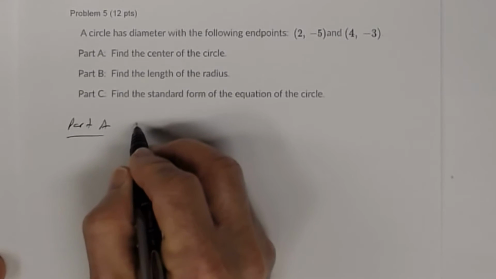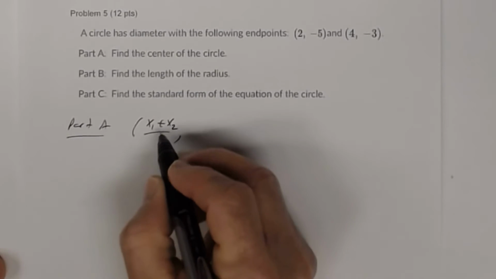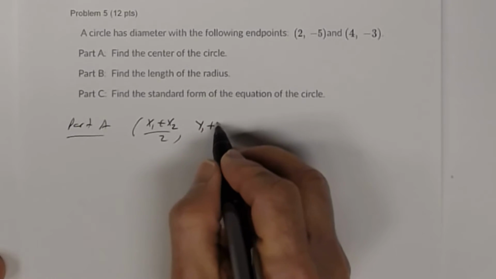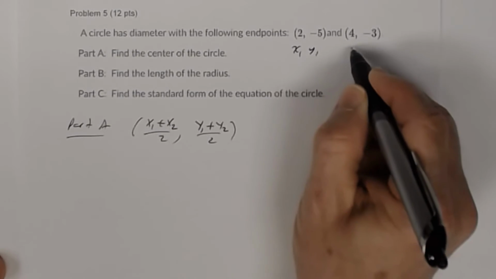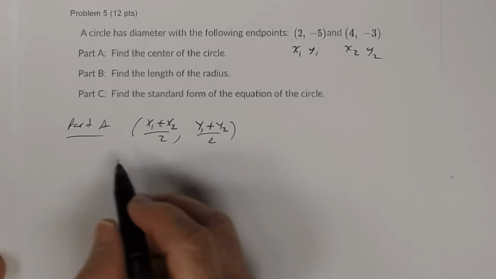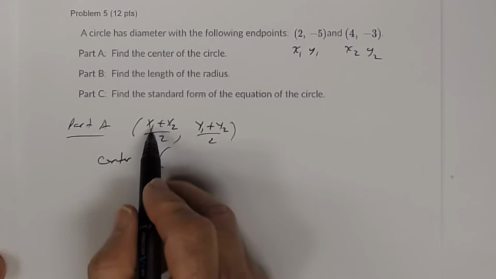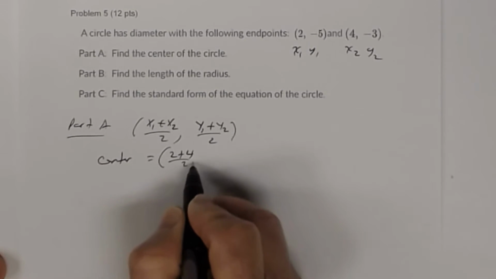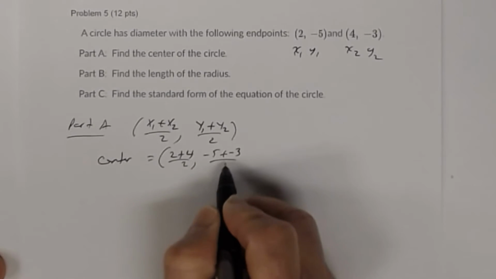And so remember, the midpoint formula is (x1 plus x2) divided by 2. So you add your x's together, divide by 2. And then you add your y coordinates together and divide by 2. It's a good idea to label this x1, y1, and then x2, y2. So here's my first point, here's my second point. And so the center of this circle will equal (2 plus 4) divided by 2, comma, and then add the y's, (negative 5 plus a negative 3) divided by 2.